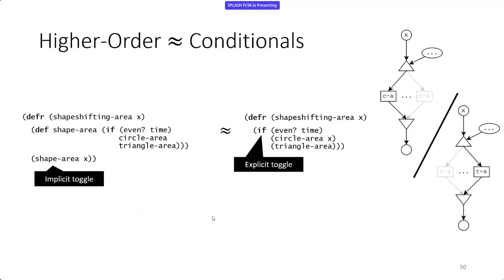toggle to. That can come, for example, also from a source. It doesn't have to be specified in the body of the reactor itself. While in this case, of course, it's explicit. I really specify which two options there are. It's either the circle area or the triangle area.